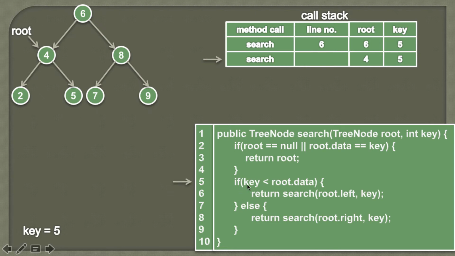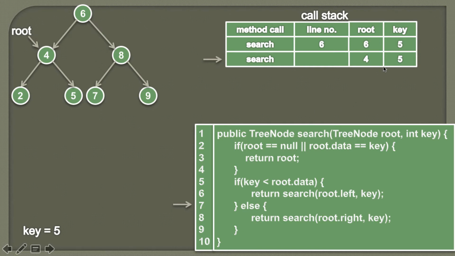And then we'll again check whether key is less than root.data or not. So here you can see root.data is 4 and the key which we are searching is 5. So therefore 5 is greater than 4. So the condition in the if block comes out to be false. So the else part will be executed.